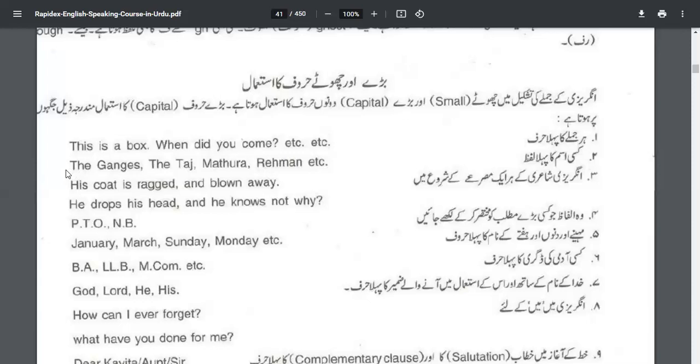Yes, it is. His coat is ragged and blown away. So I don't see capital letters only in the beginning. This is the beginning, the right capital letters.